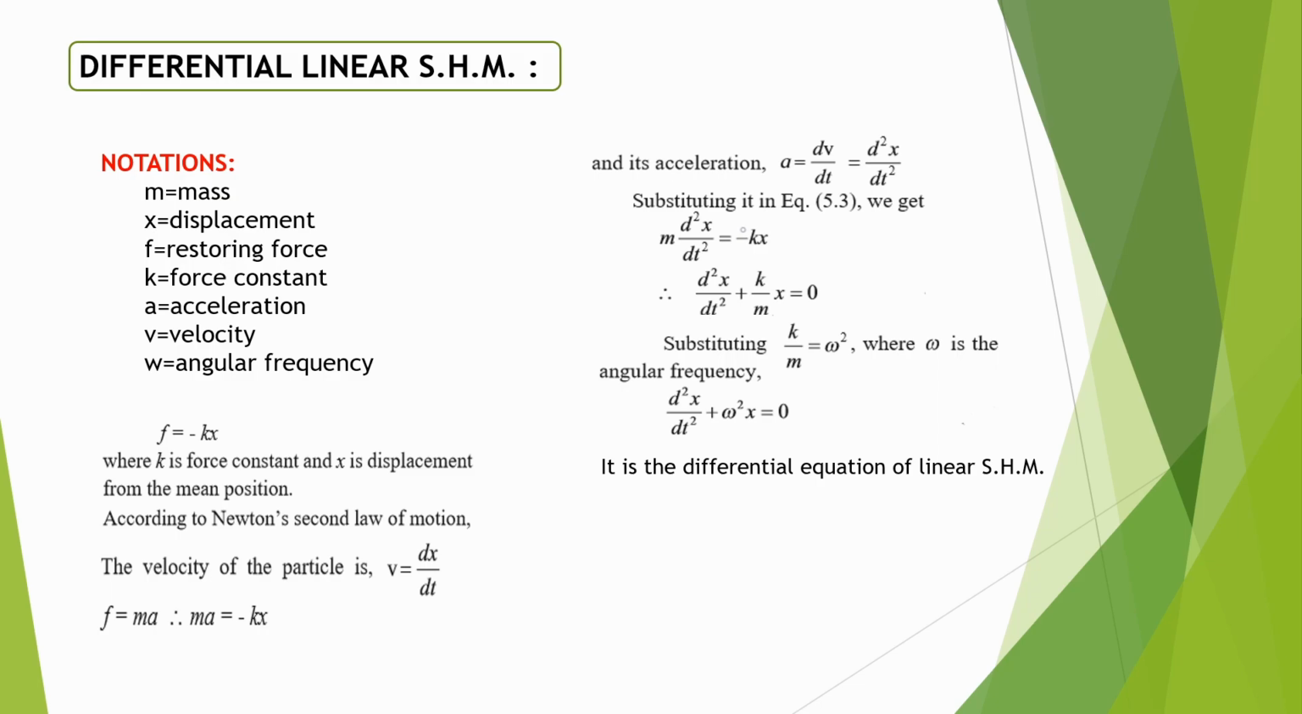Neglecting the sign, we can write F = -kx, where k is the force constant and x is the displacement from the mean position. Let us see that in the figure. So F = -kx.